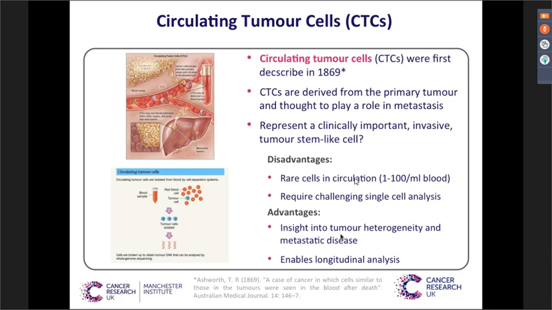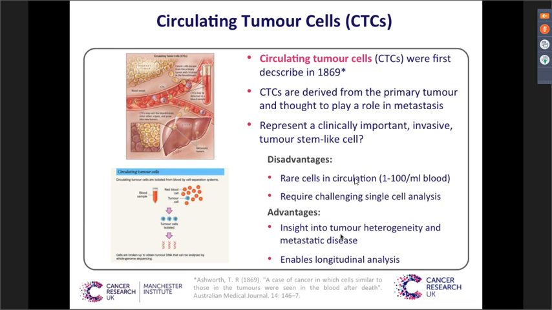CTC number is prognostic in lung cancer, breast cancer, prostate cancer, and they're thought to have an invasive tumour stem cell-like phenotype. Because they're in the blood sample, then the idea is we can use them as this surrogate tumour material that we can use to molecularly characterize the patient.